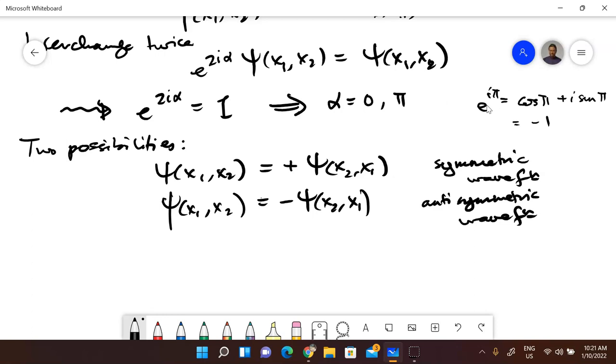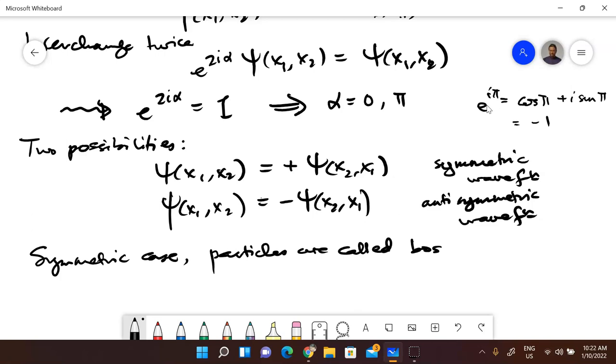And so this is a general statement, really. What happens in physics is we have names for those particles that obey the symmetric wave function, and names for those particles obeying the anti-symmetric wave function. So for the symmetric case, particles are called bosons. And for the anti-symmetric case, particles are called fermions.